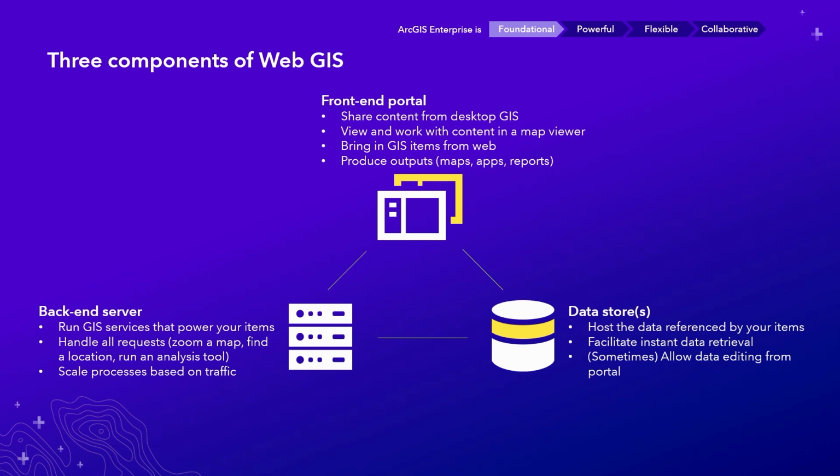You can run GIS services that power your items. This is where all the resources go into all this analysis and everything that you're doing in your environment. It handles all of those requests, whether that's panning and zooming in a map, finding a specific location, or running an analysis to see, hey, what's the closest location to my house that I can go get gas? You can also scale processes based on traffic.